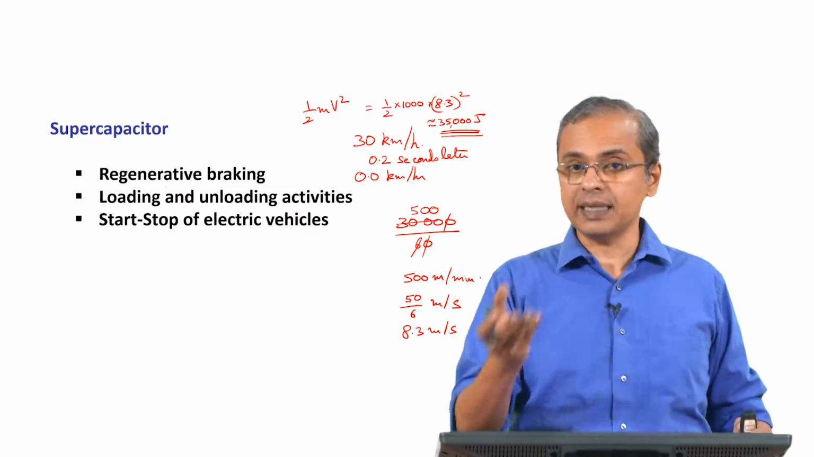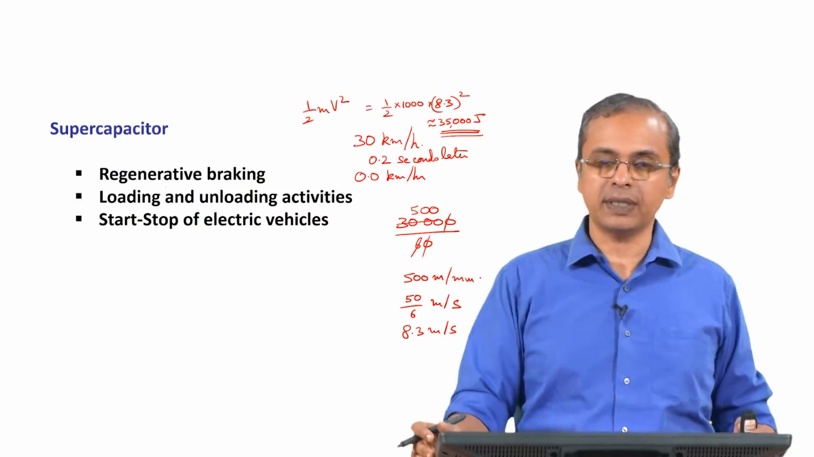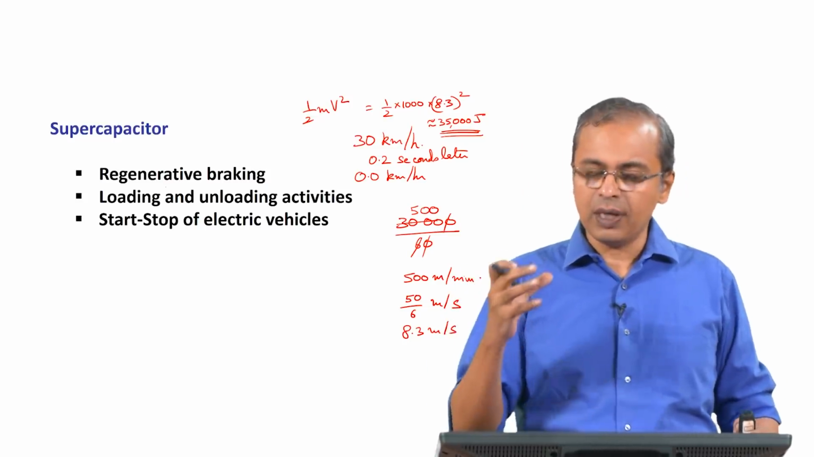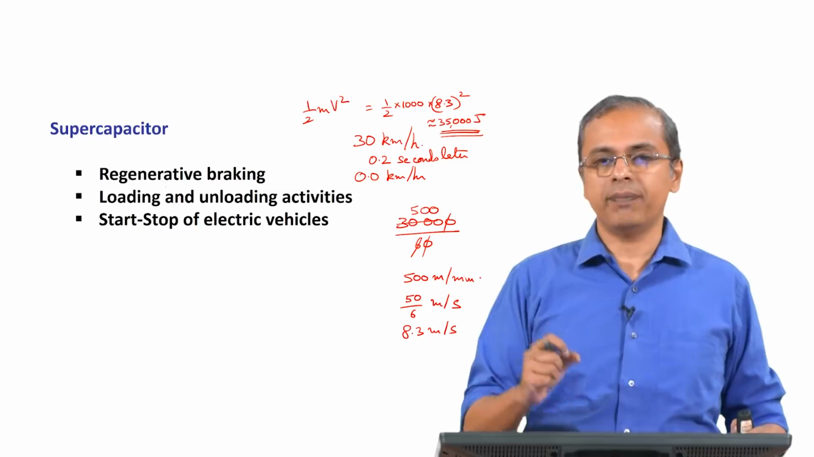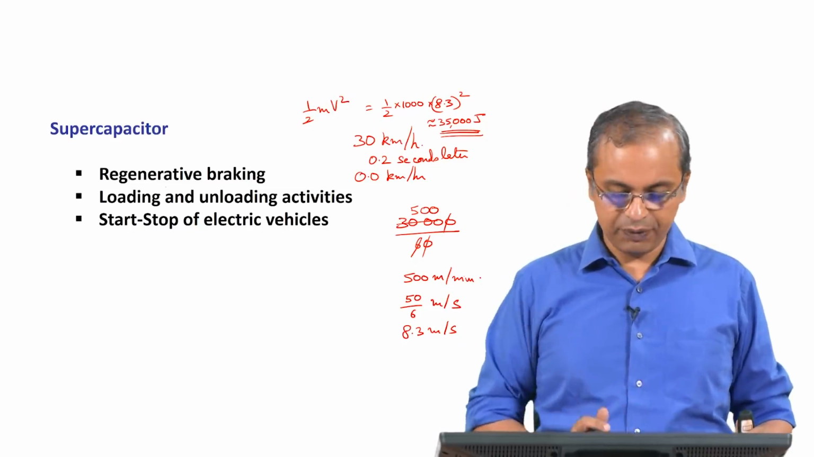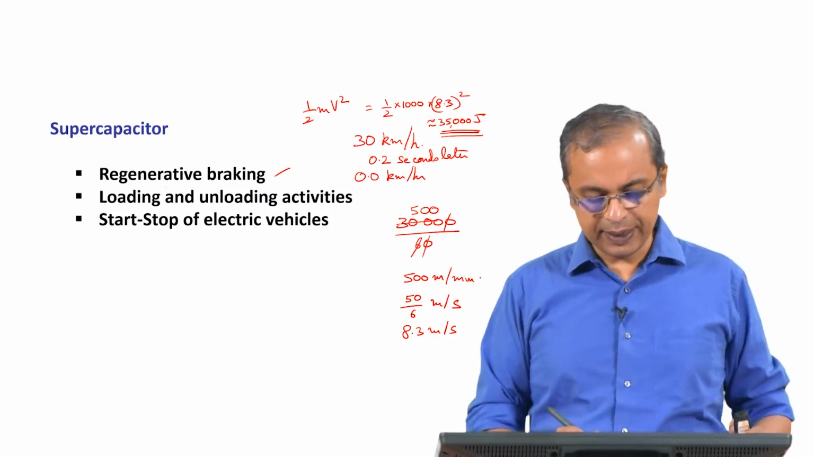Okay. So, you need something else which can pick up this 35,000 joules in 0.2 seconds if you want to really do regenerative braking. So, that is the kind of quick transition that a battery cannot handle, that a supercapacitor handles. Okay. So, that is the point that we want to understand. So, that is one application.